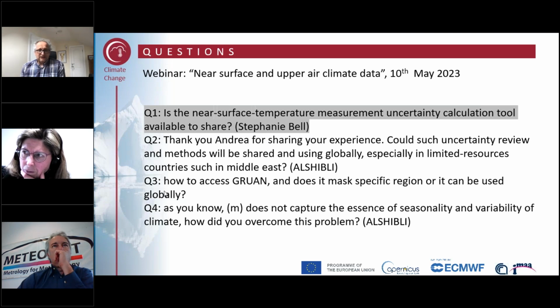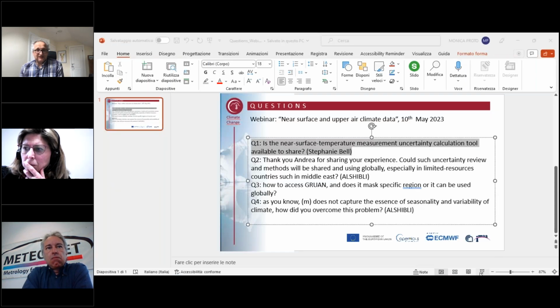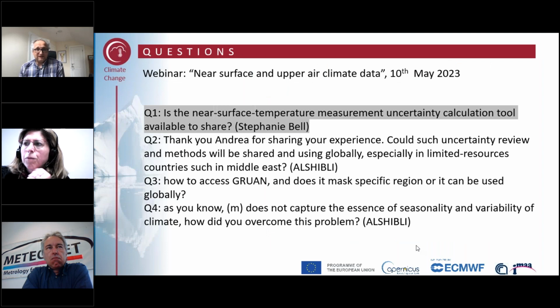M in that equation that I gave, the M plus or minus U, is the processed, the best processed measurement estimate. It is the measurement estimate after the removal of known systematics. So it does capture any seasonality and variability in the climate to the extent it is understood in the measurement itself. So I think I may not have explained that very well.